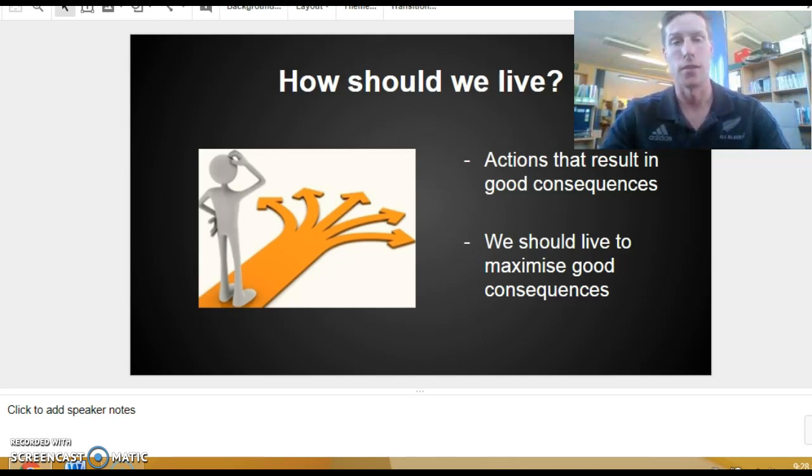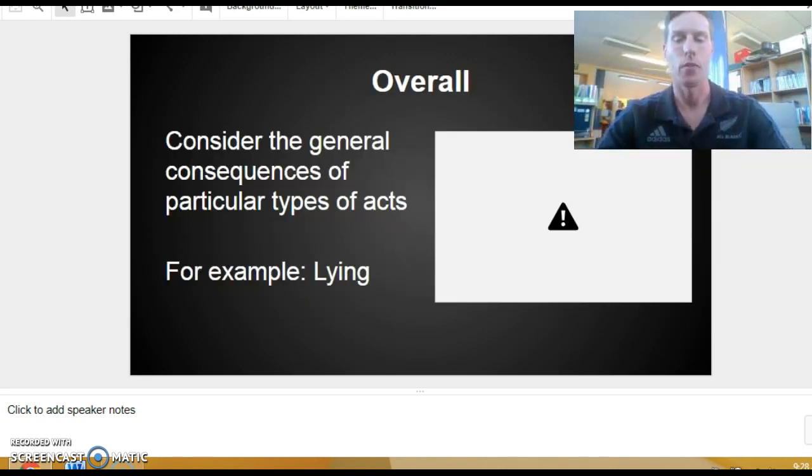How should we live our lives? According to consequentialism, people should live their lives in order to maximize good consequences. So we should live our lives to always make people happy and make them feel good. And finally, for consequentialism, we would consider lying not to be wrong only if it produces good consequences for the person that we're lying to.